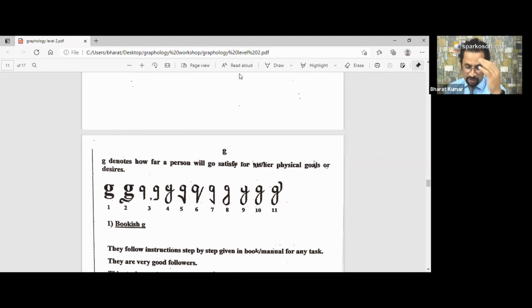Now, the 11th type. They generally favor a person with intention. Intentionally, they will favor a person. Like they will try to satisfy their partner.